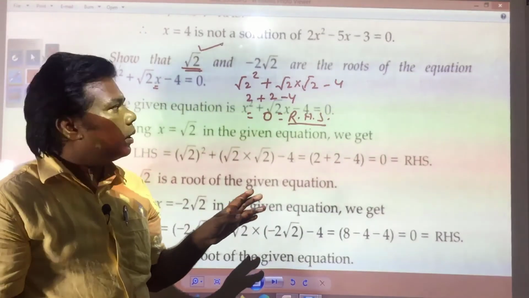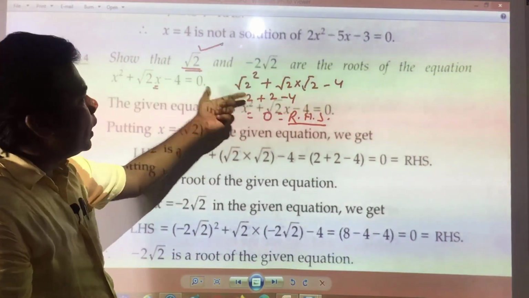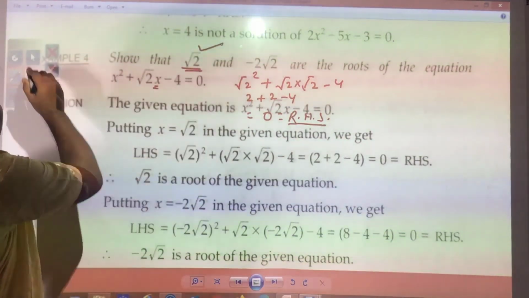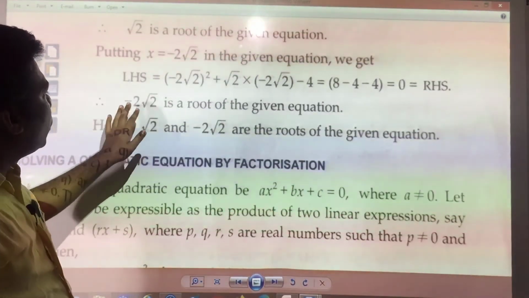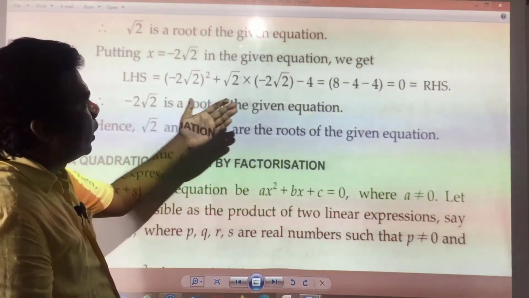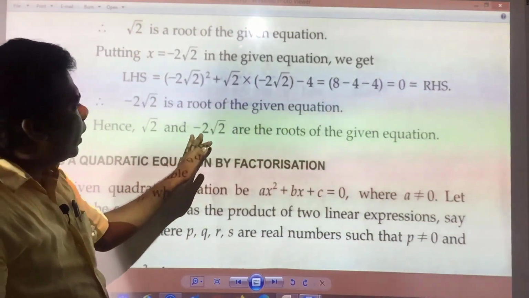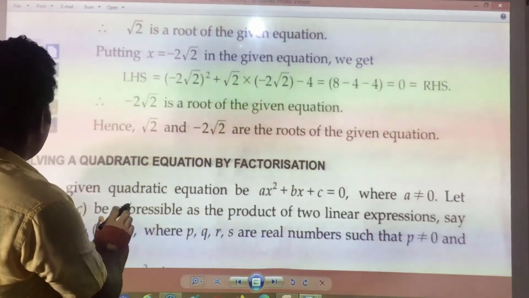In the same way, you put the value minus 2 root 2 and see if it comes to 0. If it does, it means that is a root of the given equation, otherwise not. So, here if you put minus 2 root 2, again you get the value 0, it means both root 2 and minus 2 root 2 are the roots of the given equation.